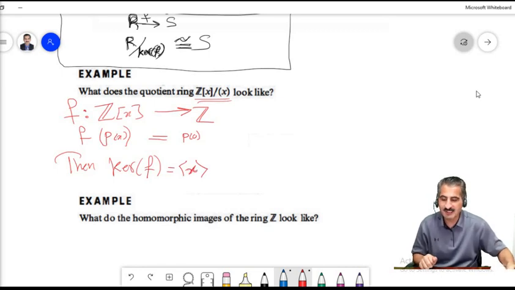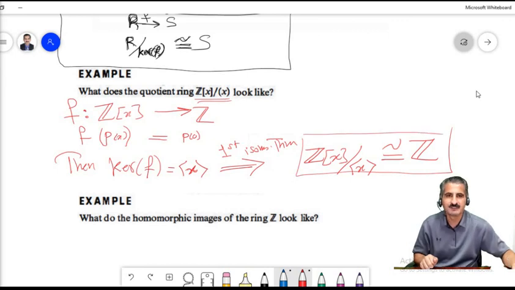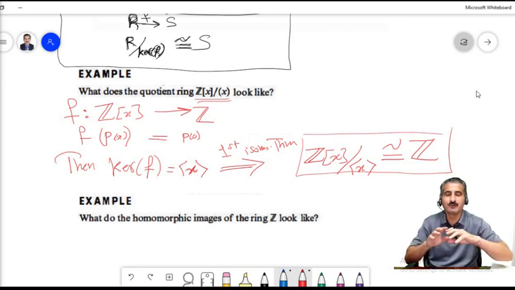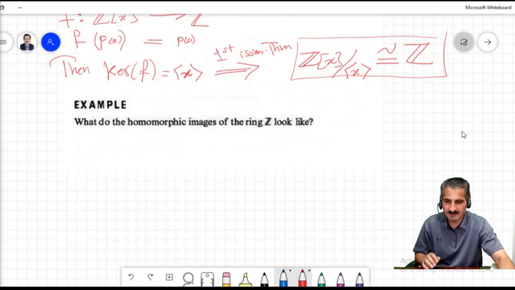Okay, and therefore now, by the first isomorphism theorem, what do we get? The ring in the domain factored by the kernel is isomorphic to the image. Very interesting. The polynomial ring over Z, just factor it over the ideal generated by x, gives you Z back.